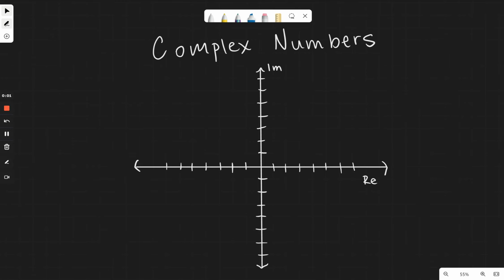Alright, so complex numbers are a lot like stuff that we've already seen. They're in a two-dimensional plane, similar to the XY plane, except this time the axes are real and imaginary axes. So what that means is complex numbers are usually represented in forms such as a plus bi, where a is the real part and bi is the imaginary part.